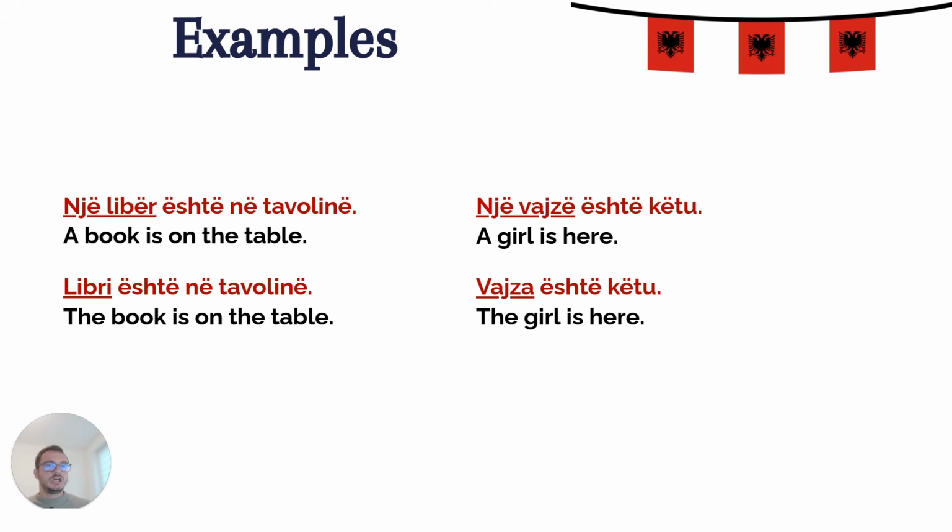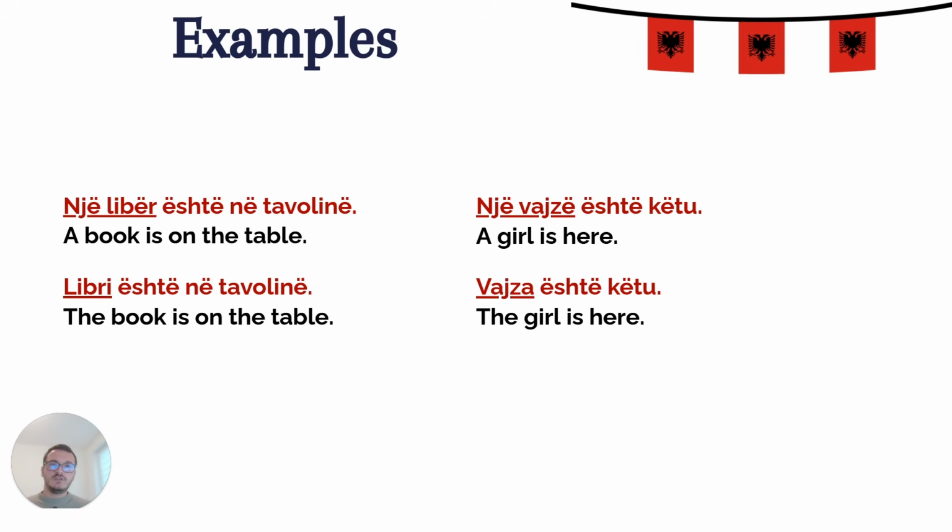Një liber është në tavolinë. Okay, a book is on the table. Çfarë është në tavolinë? What is on the table? The question to find the subject. Një liber është në tavolinë. A book is on the table. A book being the subject of what is on the table.